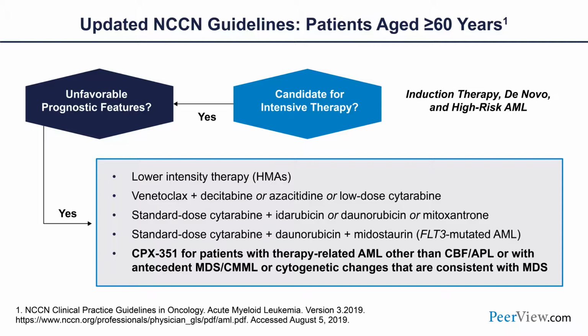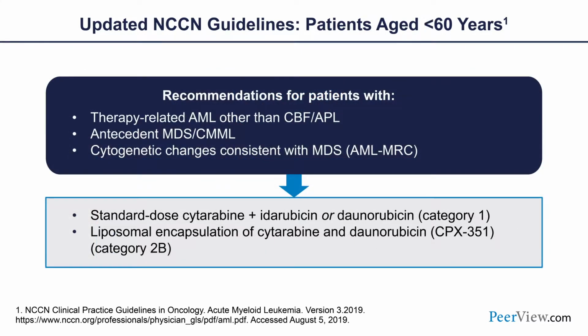We'll discuss CPX-351 in more detail shortly, but here you can see that these options have been included in the most recent NCCN guidelines in this area. When we turn to adult patients with AML who are under 60 years of age, we also see that CPX-351 has been included in the guidelines as an option in the management of secondary AML, along with standard dose cytarabine therapy. What about the evidence supporting the use of these options in secondary AML?